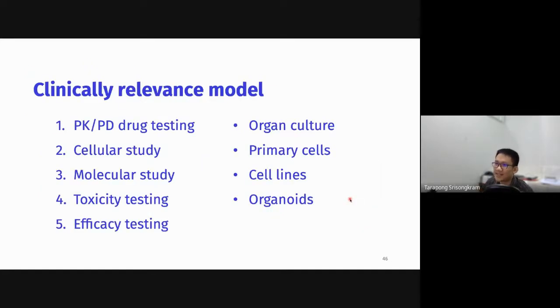And the last one is the clinically relevant models. As mentioned earlier, all of this culture can be used for the PKPD drug testing, toxicity testing, and the efficacy testing.